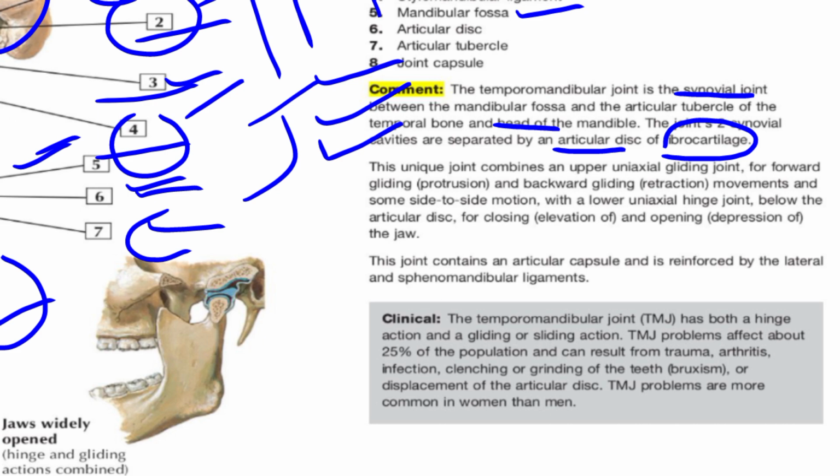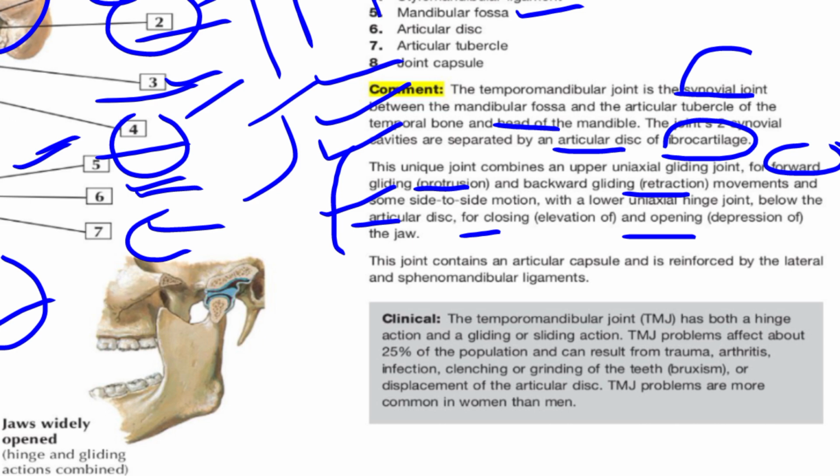The unique joint combines an upper uniaxial gliding joint, with forward gliding and backward gliding, because the temporomandibular joint has a role in protrusion and retraction. It means it moves forward and backward, with some side to side motion, with a lower uniaxial hinge joint below the articular disc for closing and opening of the jaw. These are the functions of the temporomandibular joint.